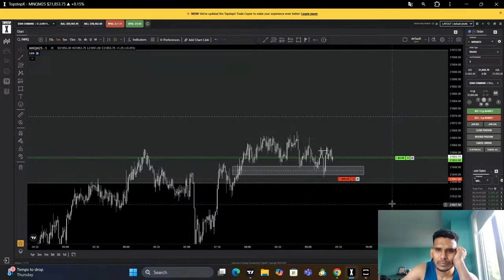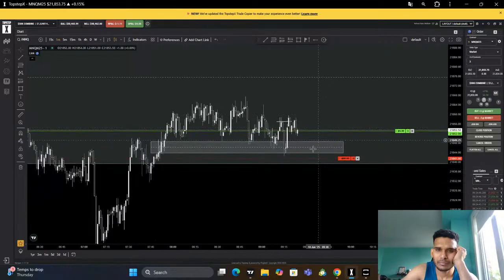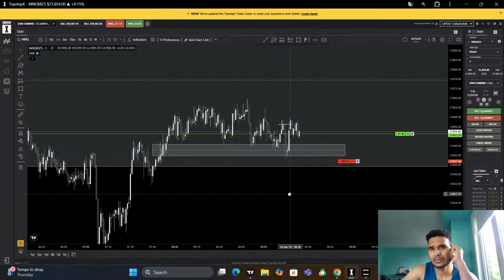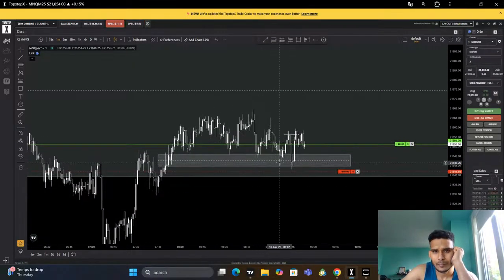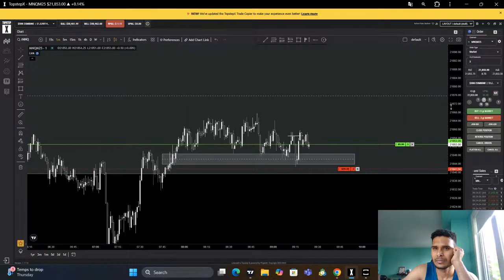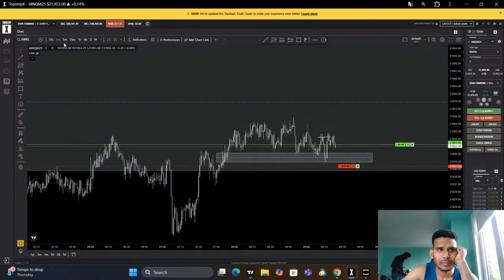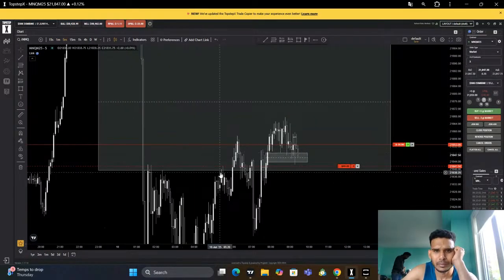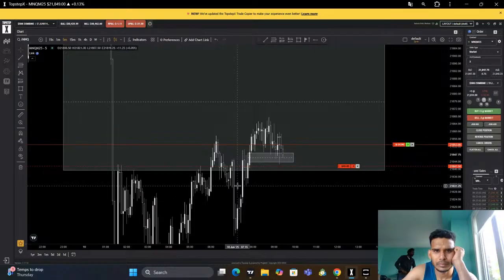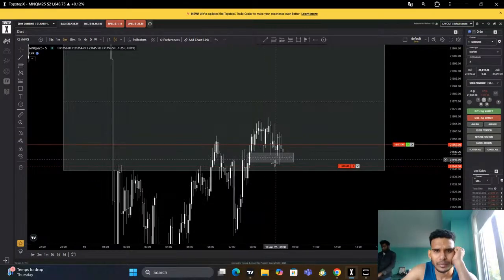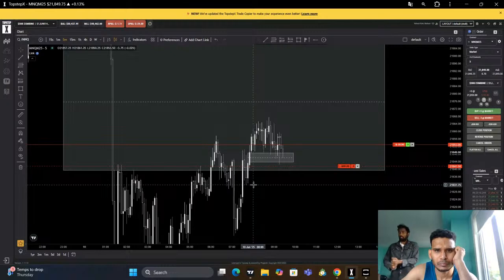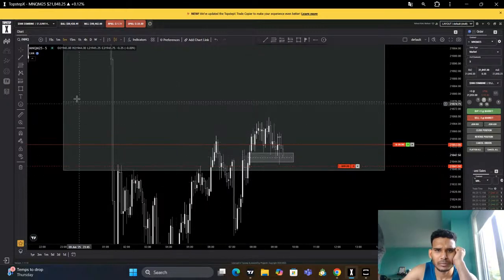Let's see, but I don't know what's going to happen after market open. This structure shift, inversion, fair value gap, I don't need to wait here after. And in M5, it's clear. This fair value gap keeps on rejecting. So let's see what's going to happen.